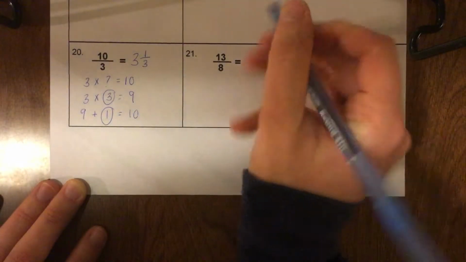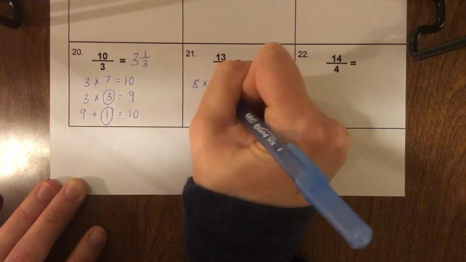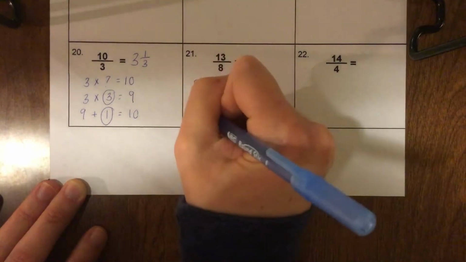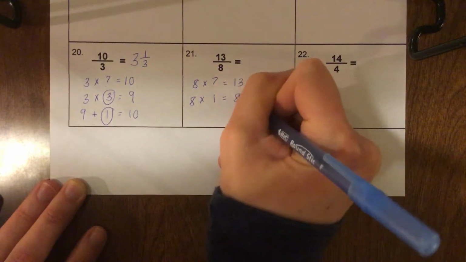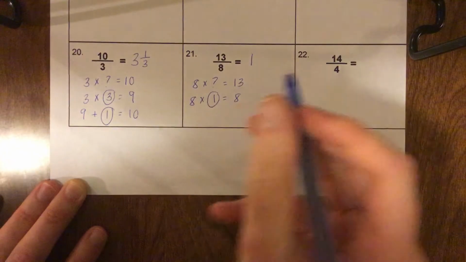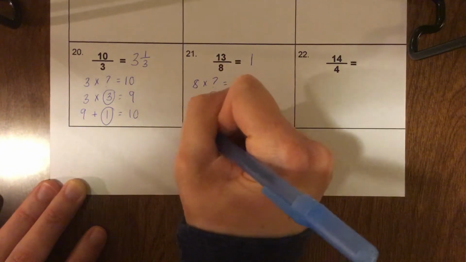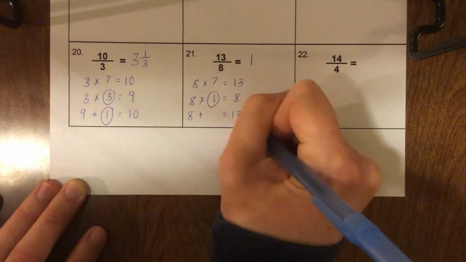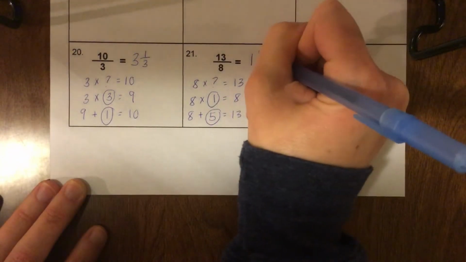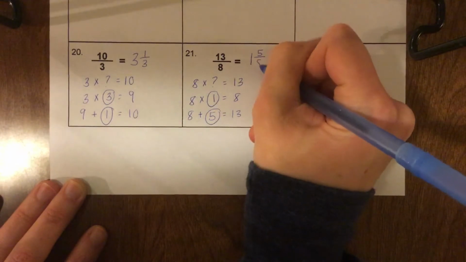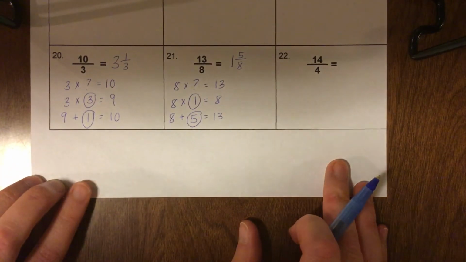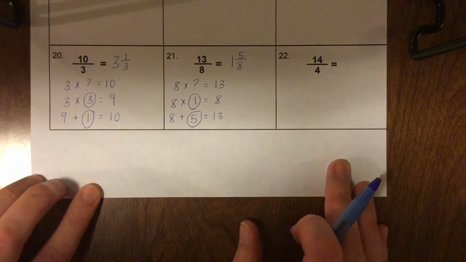21, 13/8. 8 times something gets me close to 13 without going over. 8 times 1 equals 8, so I have 1 whole. Then I add on to get the numerator, so 8 plus something equals 13. 8 plus 5 equals 13. So my numerator is 5 and my denominator stays the same, and I get 1 5/8. All right, last one, number 22, 14/4.